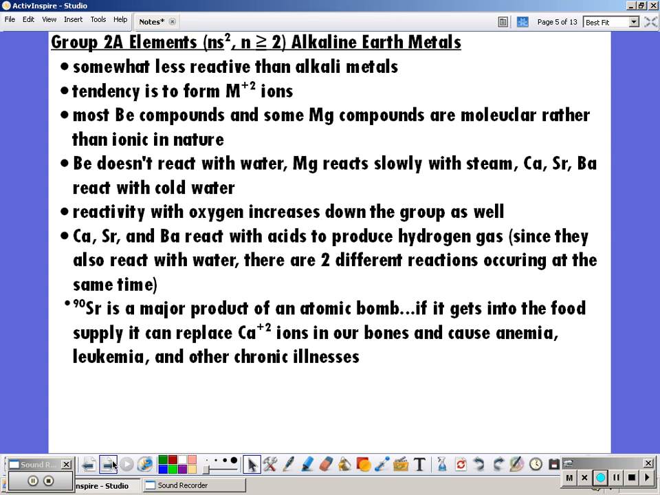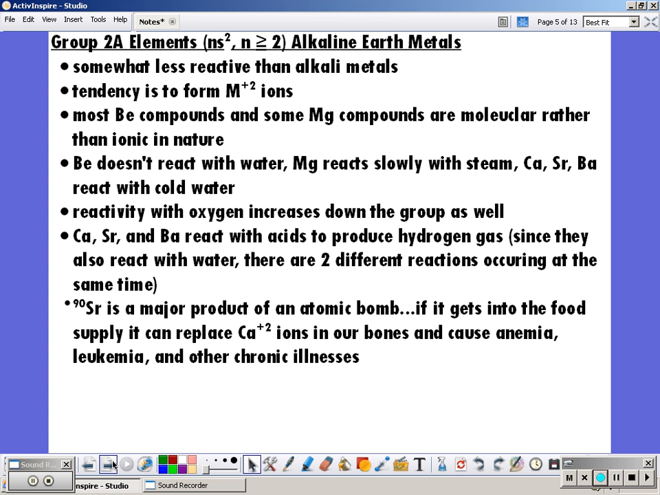Magnesium will react slowly with steam. Calcium, strontium, and barium actually react with cold water. So again, we have this trend of reacting with water in our group 2. Reactivity with oxygen also increases down the group. Calcium, strontium, and barium will actually react with acids, but magnesium and beryllium do not. Calcium, strontium, and barium will produce hydrogen gas when they react with an acid. But since they also react with water, there's actually 2 reactions going on simultaneously.